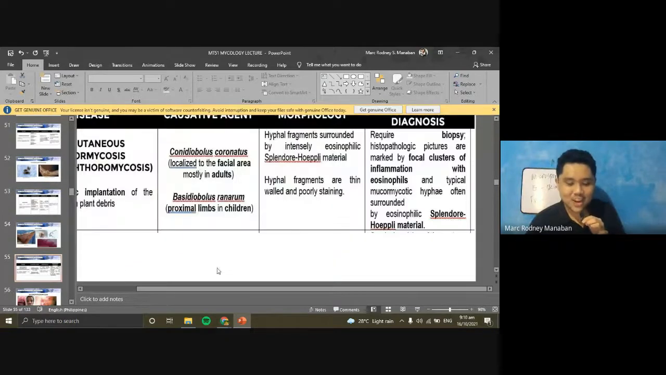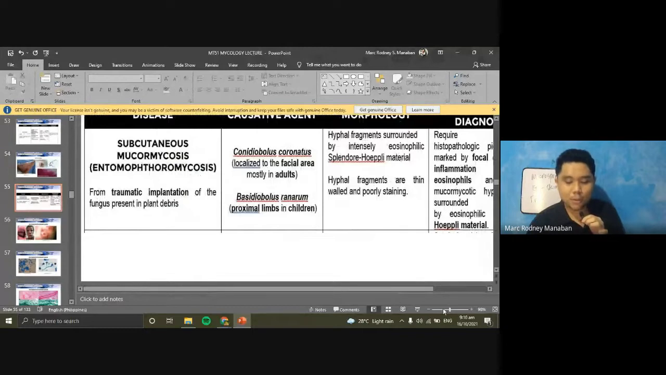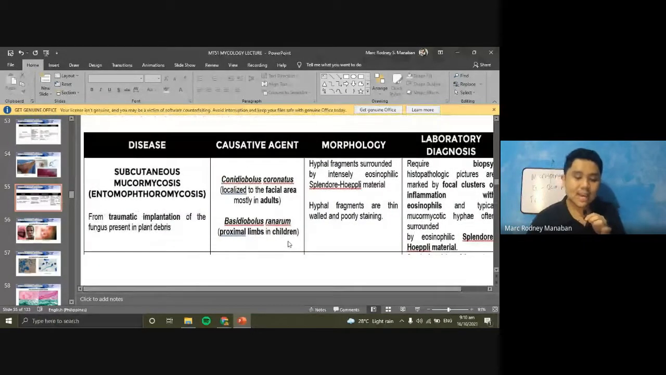Next, you have entomophthoromycosis or subcutaneous mucormycosis. The same, it is traumatic implantation, but usually from plant debris. We have two causes: Conidiobolus coronatus and Basidiobolus ranarum. Conidiobolus usually affects the face, and Basidiobolus affects the proximal limbs in children.